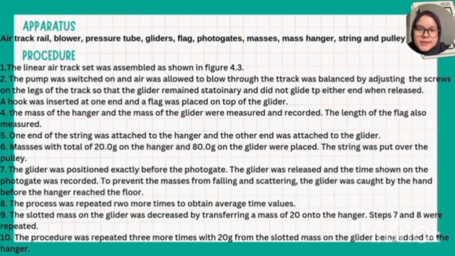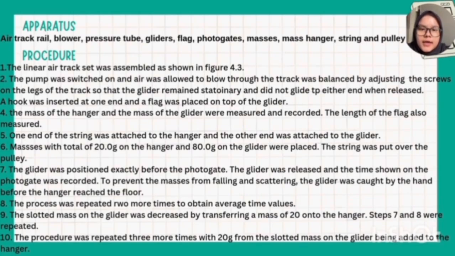1. Assemble the air track system as shown in the diagram on the next slide. 2. Turn on the pump to allow air through the track. Balance the track by adjusting the screw so the glider stays stationary when released. 3. Attach a flag to the glider. 4. Measure and record the masses of the hanger, glider, and the flag length.